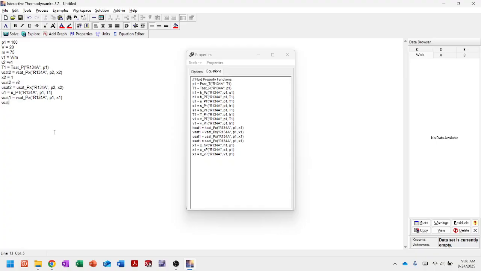So VSAT 1 equals V1. Then we'll report out what X1 is. If it's 0, then we may need to confirm that, or if that doesn't solve, we may need to confirm that.